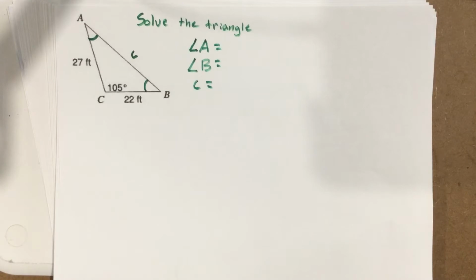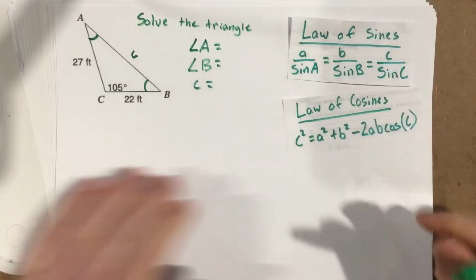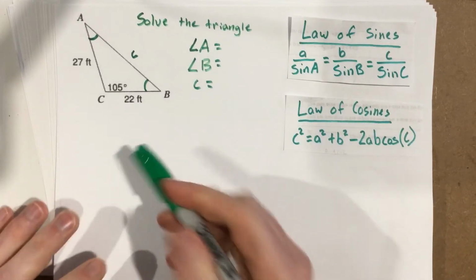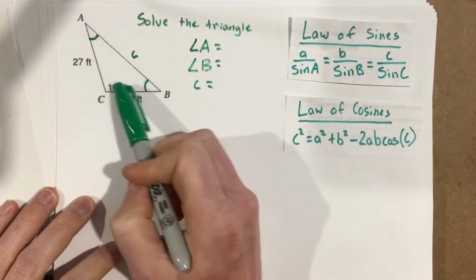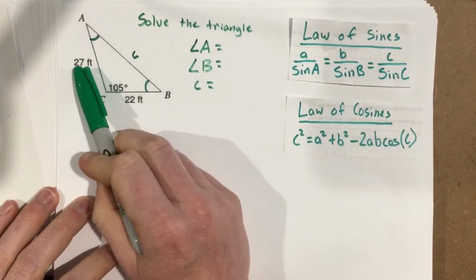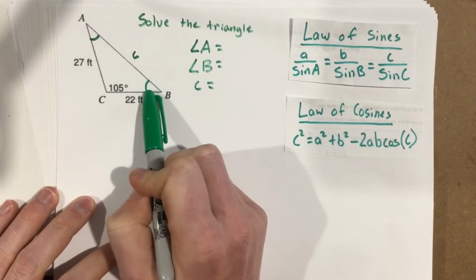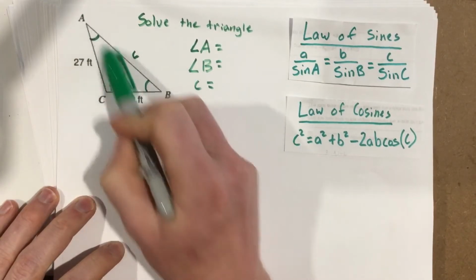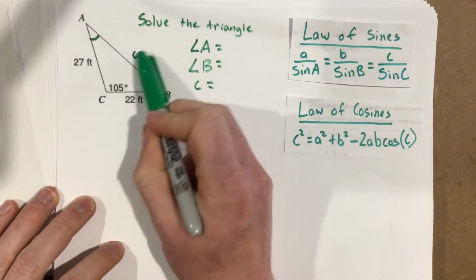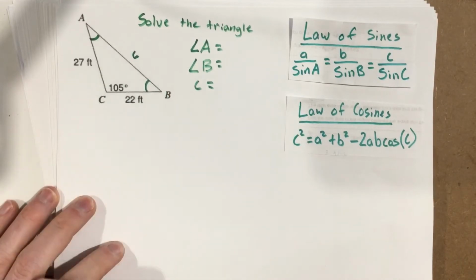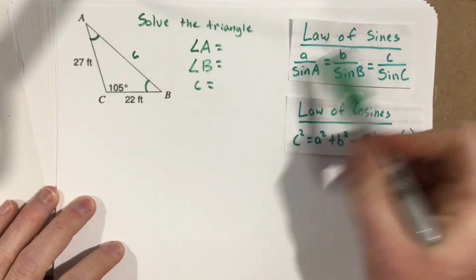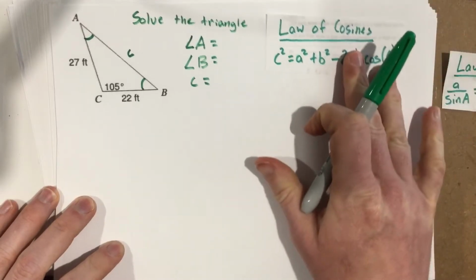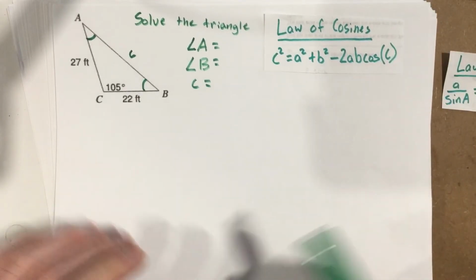Now my choices for solving this problem are law of sines and law of cosines. Well, let's look at, do I really even have a choice? I do not have a side length that corresponds with an angle. 27 doesn't correspond with angle B because we don't know angle B. 22 doesn't correspond with angle A because we don't know angle A. We don't have both of them. 105, we don't have the angle 105. We don't have the side length C. So law of sines in this case, that's out. We can't use law of sines. So I'm going to just set that off to the side for now. But we can use law of cosines. So let's go ahead and use law of cosines here.